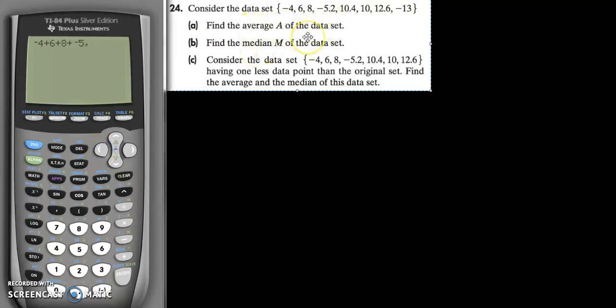Okay, so in this one, they want you to find the average and the median of the data. So for the average, I want to add up all the numbers and divide by how many numbers there are. So I'm just typing them in the calculator.